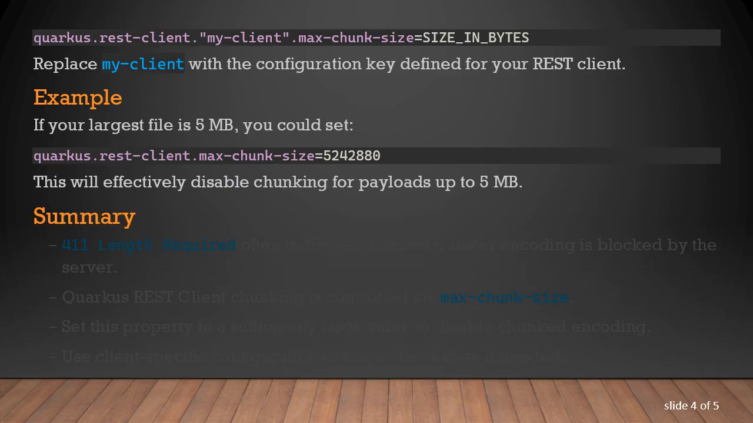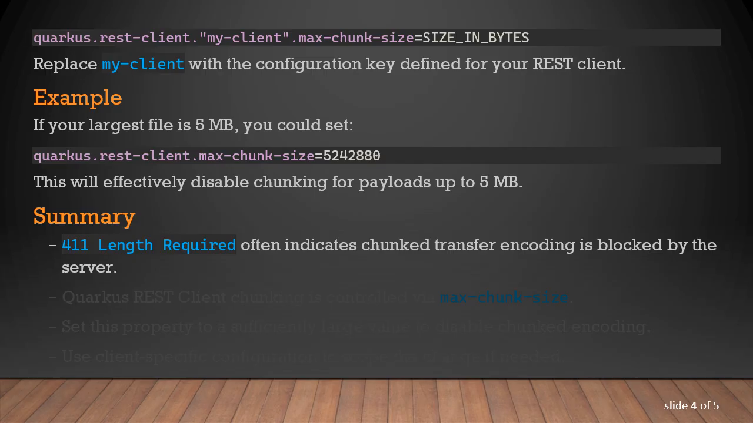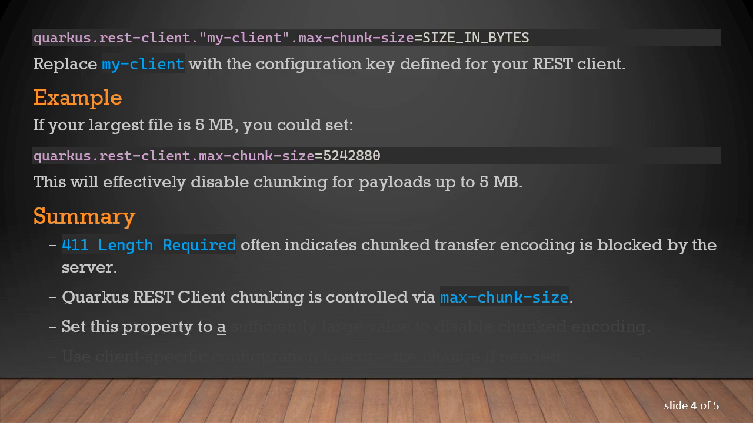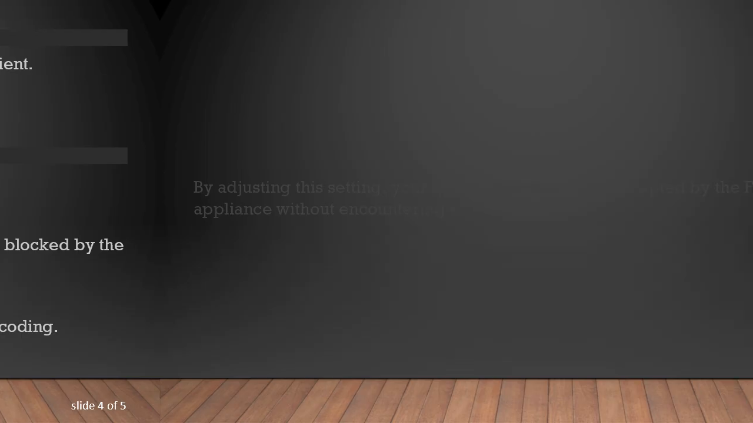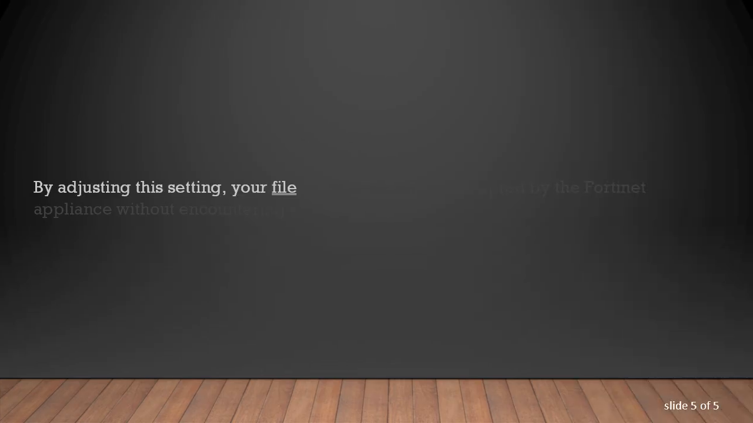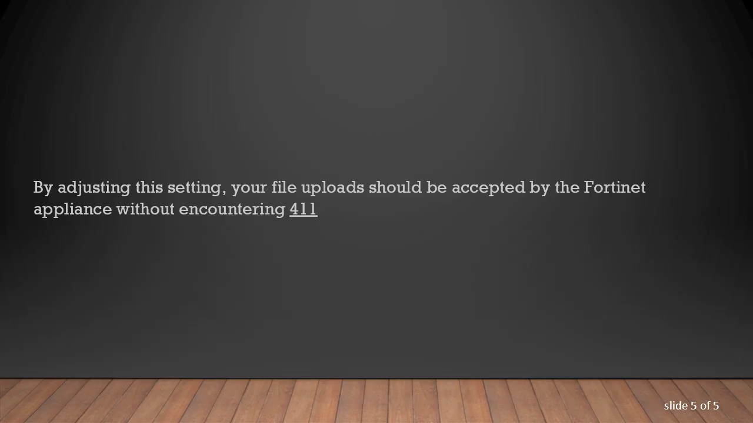Summary. 411 length required often indicates chunk transfer encoding is blocked by the server. Quarkus REST Client chunking is controlled via max chunk size. Set this property to a sufficiently large value to disable chunked encoding. Use client-specific configuration to scope the change if needed. By adjusting this setting, your file upload should be accepted by the Fortinet appliance without encountering 411 errors.